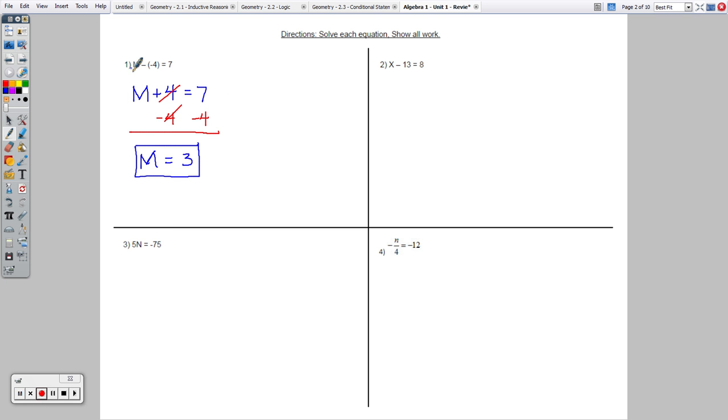So I showed my work and I solved the equation. I could go back to the beginning and plug that back in to check. I'm not forcing you to do that here, but always a good idea. So this would be 3 plus 4, which would in fact equal 7. Let's move on to the next one.